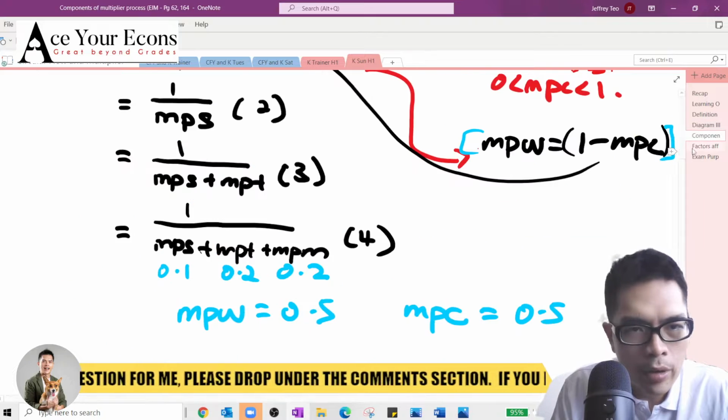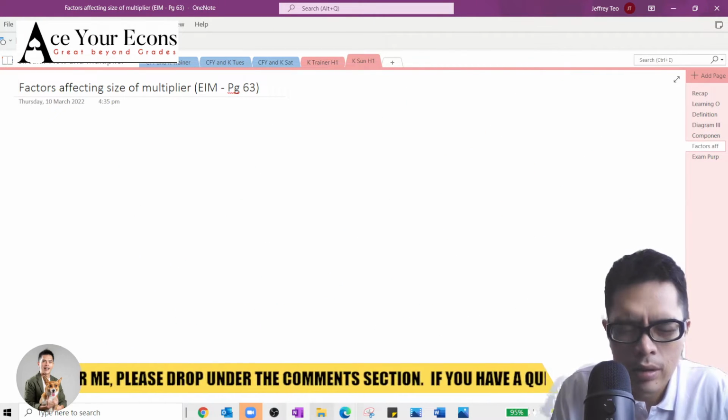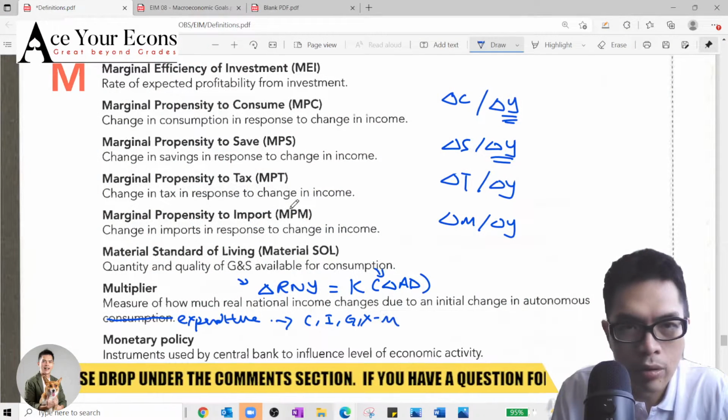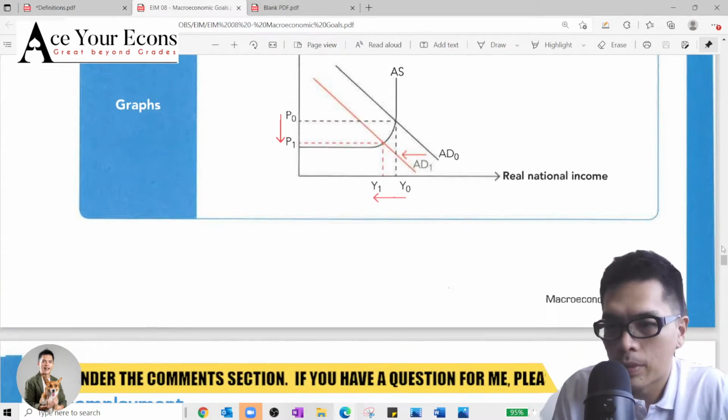So with this, I'm going to move on to factors affecting the size of your multiplier. This one you must know, regardless of H1 and H2. Don't know means die already. Page 63, right?